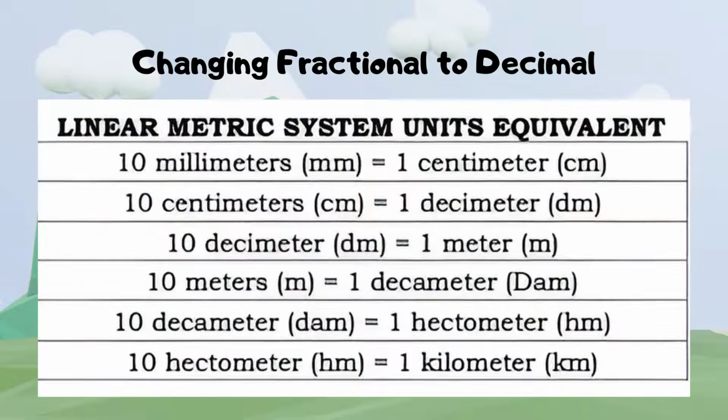For the linear metric system, units equivalent. 10 millimeters (mm) equals 1 centimeter (cm). 10 centimeters (cm) equals 1 decimeter (dm). 10 decimeters (dm) equals 1 meter (m). 10 meters (m) equals 1 decameter (dam). 10 decameters (dam) equals 1 hectometer. 10 hectometers equals 1 kilometer (km).